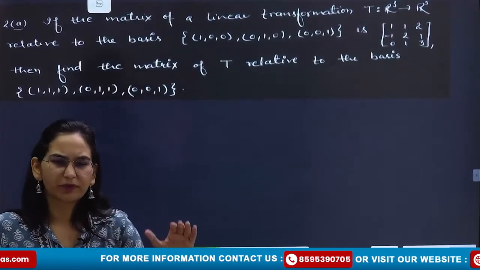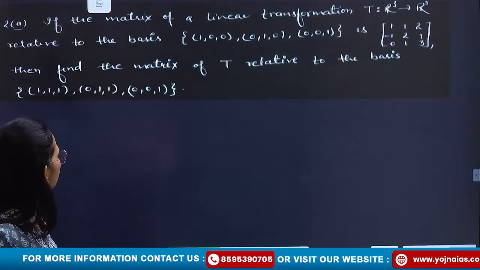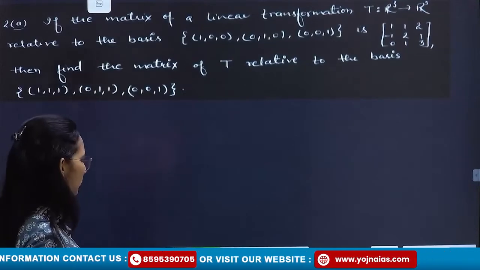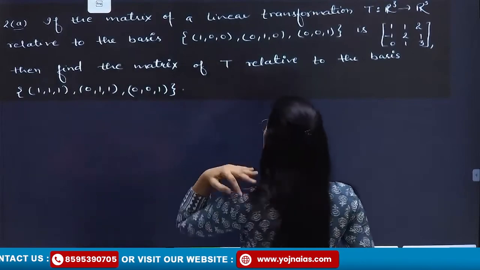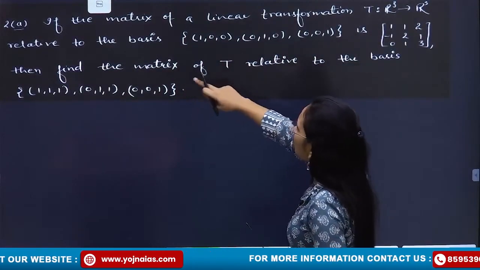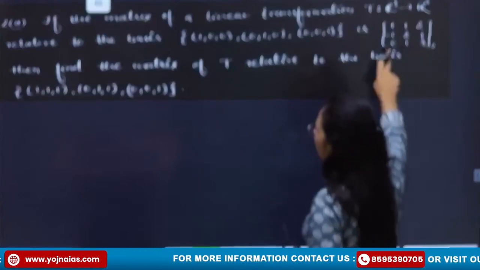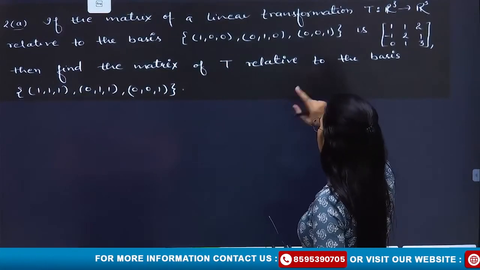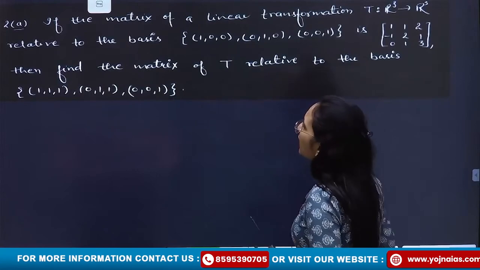The solution of this would be provided upon the website, it would be there, so let's discuss the approach only. They are saying: if the matrix of a linear transformation T from R3 to R3 is given relative to basis 1, then find the matrix of T relative to basis 2. How would you find that out?